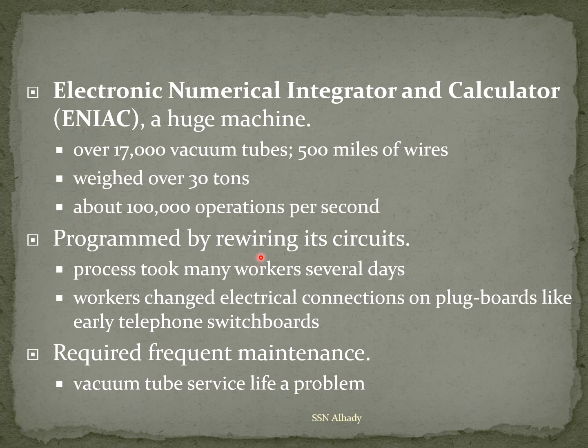It was programmed by rewriting each circuit, similar to how we now have RAM that you can rewrite. The process took many workers several days to rewrite. Workers needed to change the connections between the tubes, and it also required frequent maintenance. This is the beginning of the microprocessor system, which you can program, you can reprogram, you can have a memory.